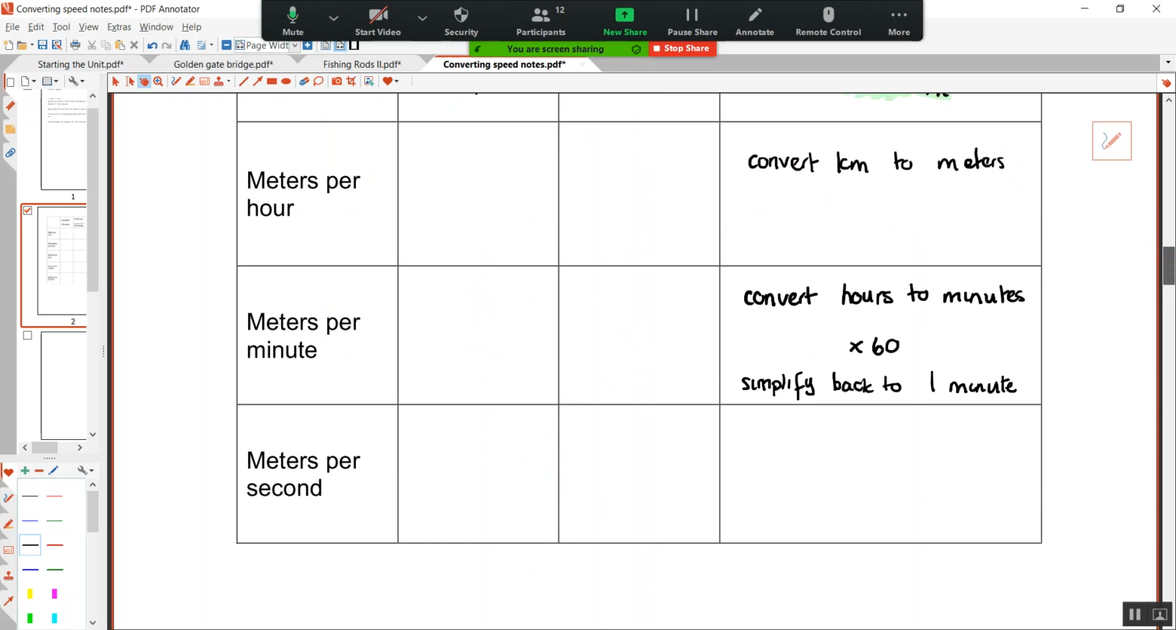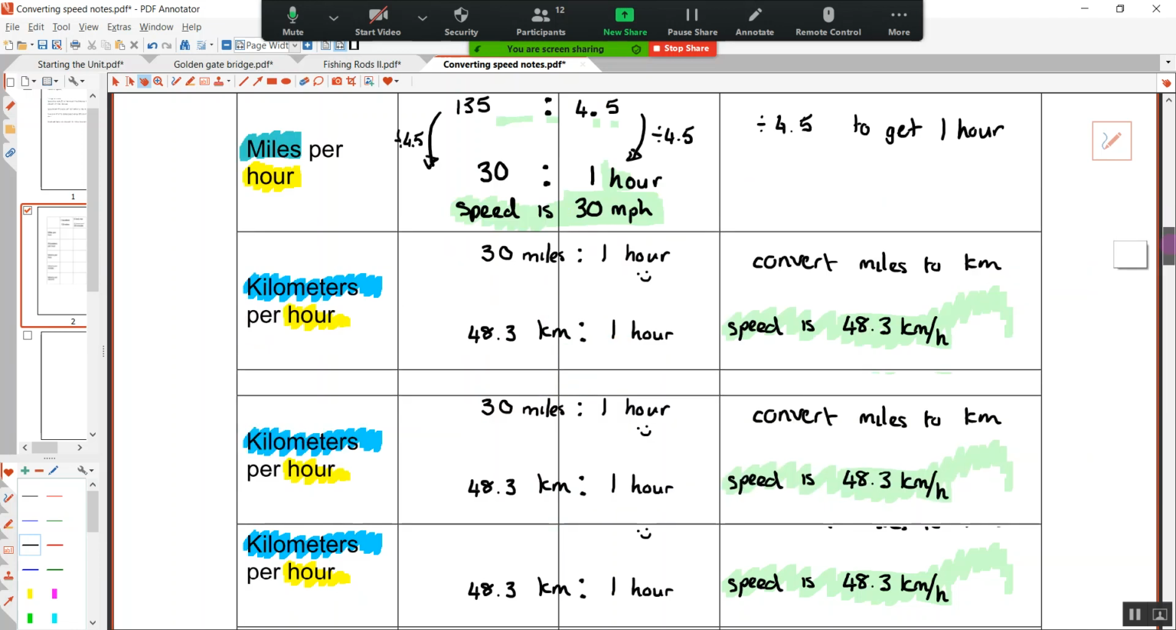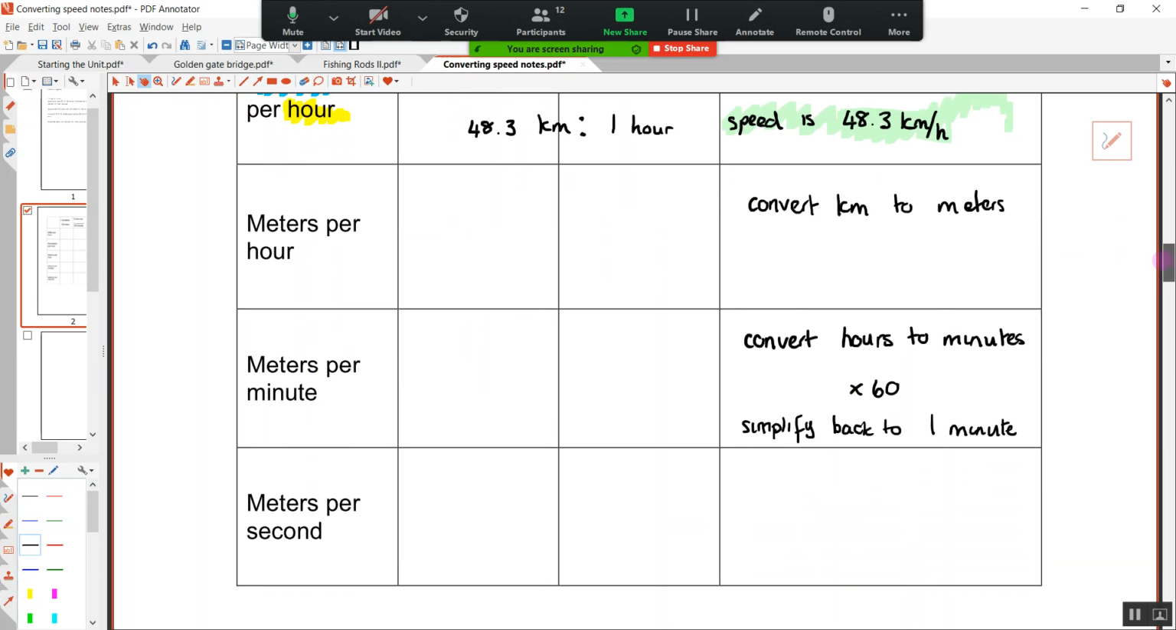And I'm going to get you guys to finish these off for me. So that in the end, what we're going to have done is we're going to have changed from 135 miles in 4 hours and 30 minutes, and we're going to have all these different speeds all the way down to meters per second. All right. So that'll be your job for Friday.